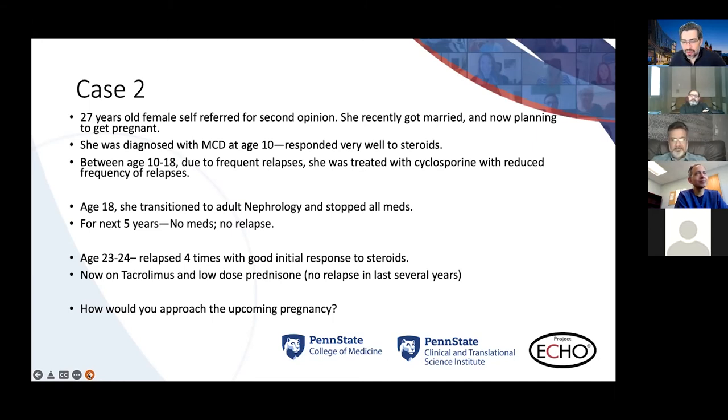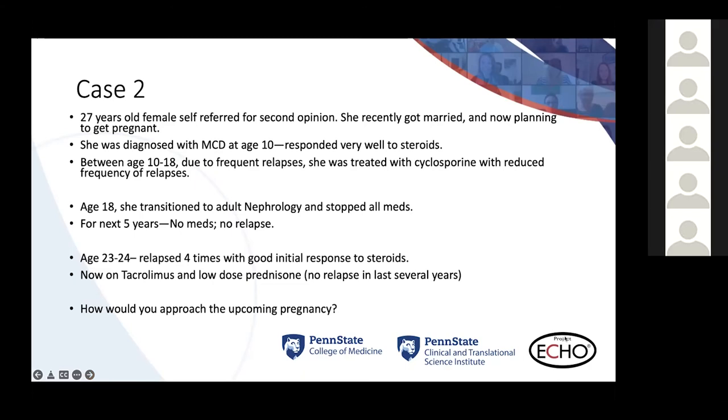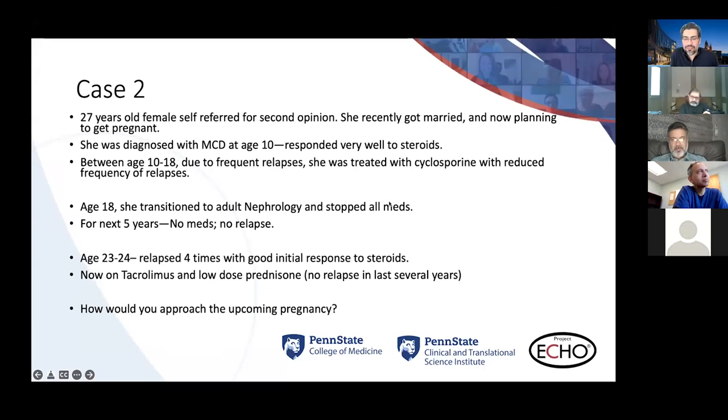So what would you do? Would you stop her medicine because she has not had any problem in the last 3 or 4 years, but given her history, she's going to get into a problem, and now she wants to get pregnant? I think anybody can share their approach, in addition to my colleagues on the panel. Because one nephrologist told her clearly that tacrolimus and steroids are not good for the baby. Okay, let me start the discussion.